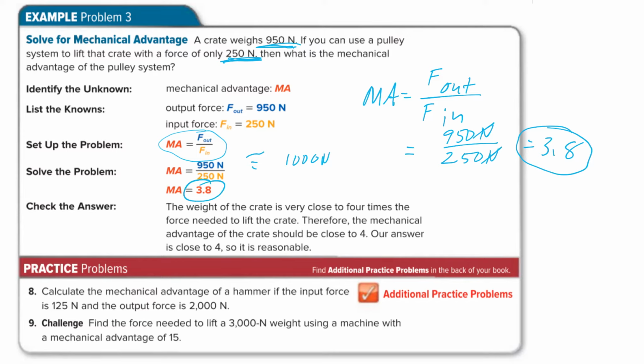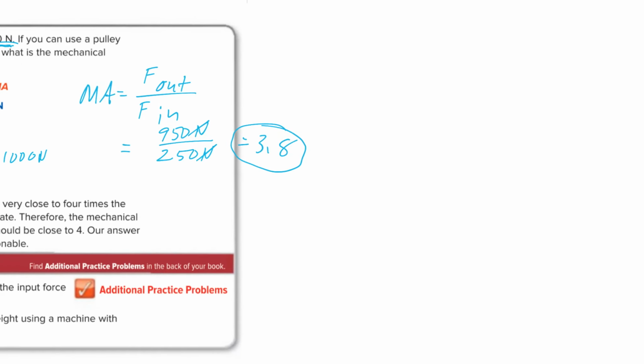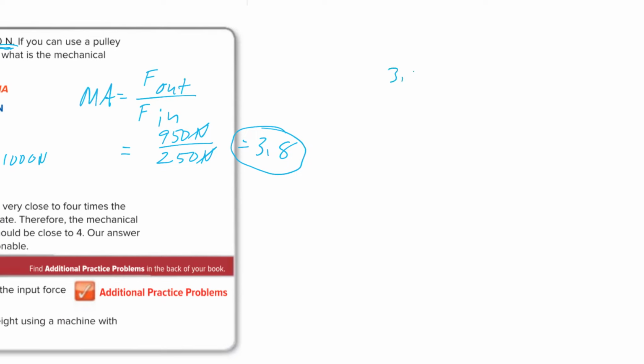Now you do the same sort of thing if they gave you other parts of this problem. So if they gave you the mechanical advantage of 3.8, and they gave you the amount of force in, and asked you how heavy an object you could lift, you'd have your force out up here. Well, you do that the same sort of way. You take both sides, you multiply by 250, just a little bit of algebra. You multiply this, and you should get 950.